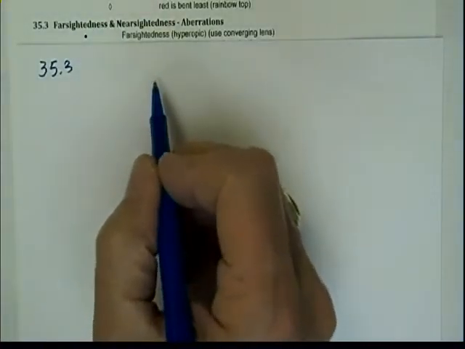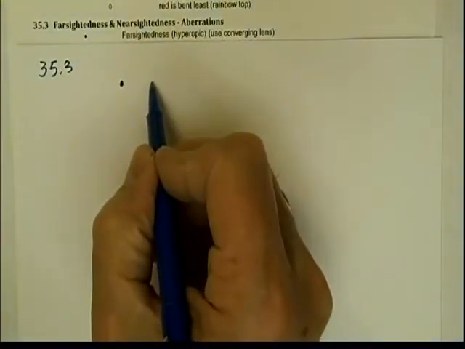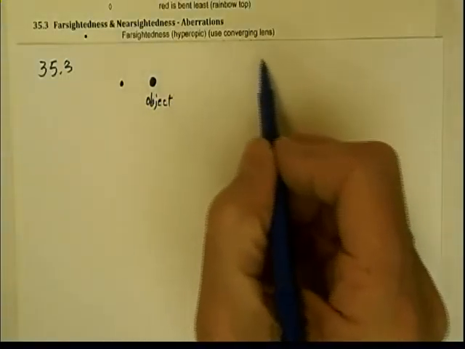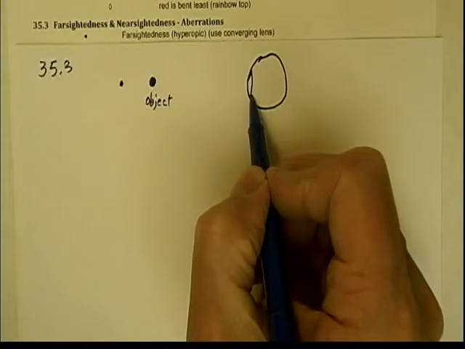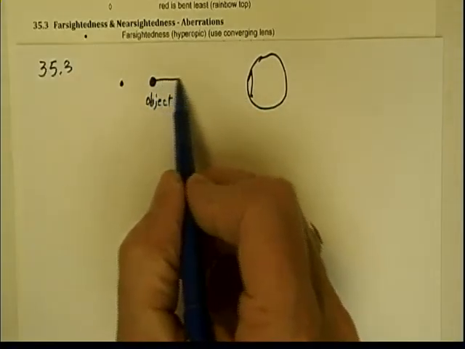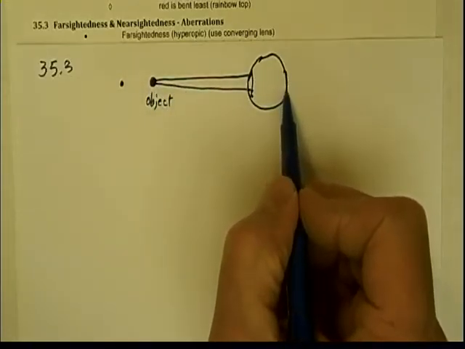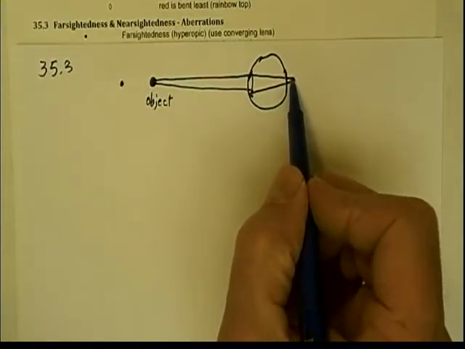Farsightedness, or hyperopic conditions, need a converging lens, as I will show you here. If we think about a point out here, and we have an object right here, and a human eye over here with the lens in the front, then the light from this object goes in here to the lens, but rather than focusing back here where it should focus, it actually focuses at a point to the rear.